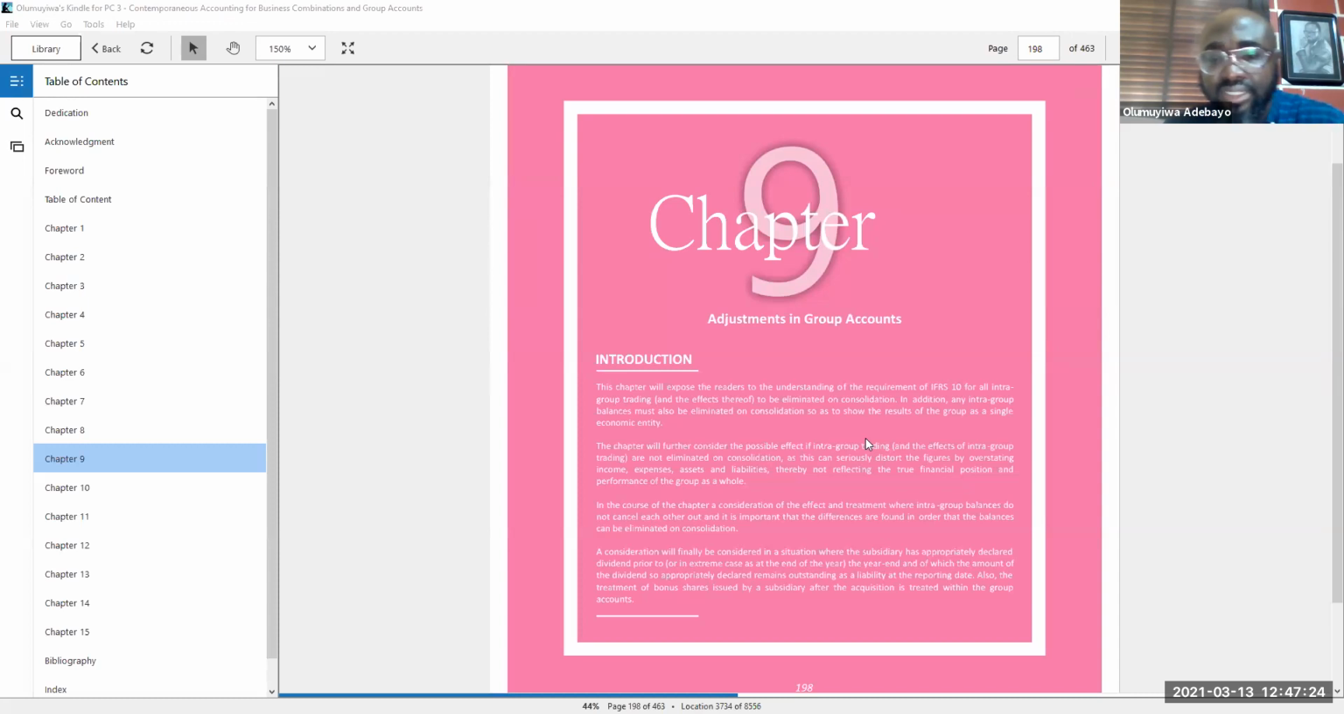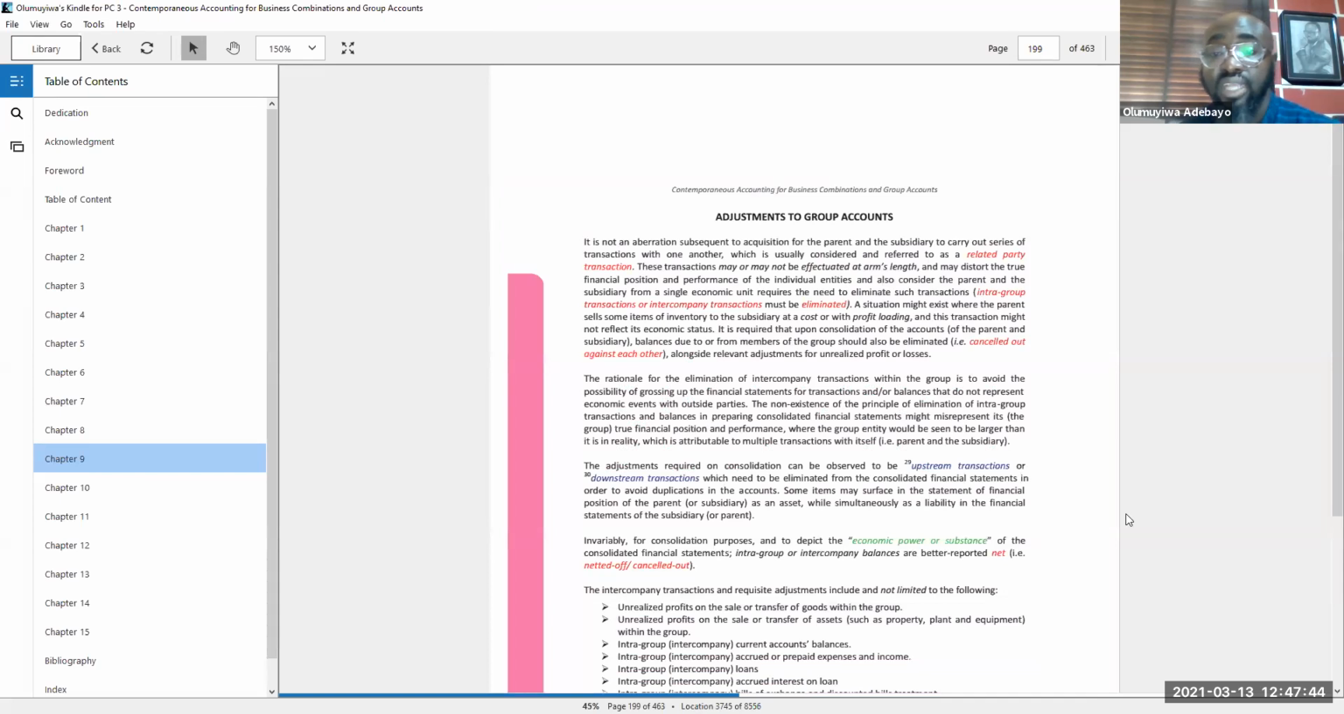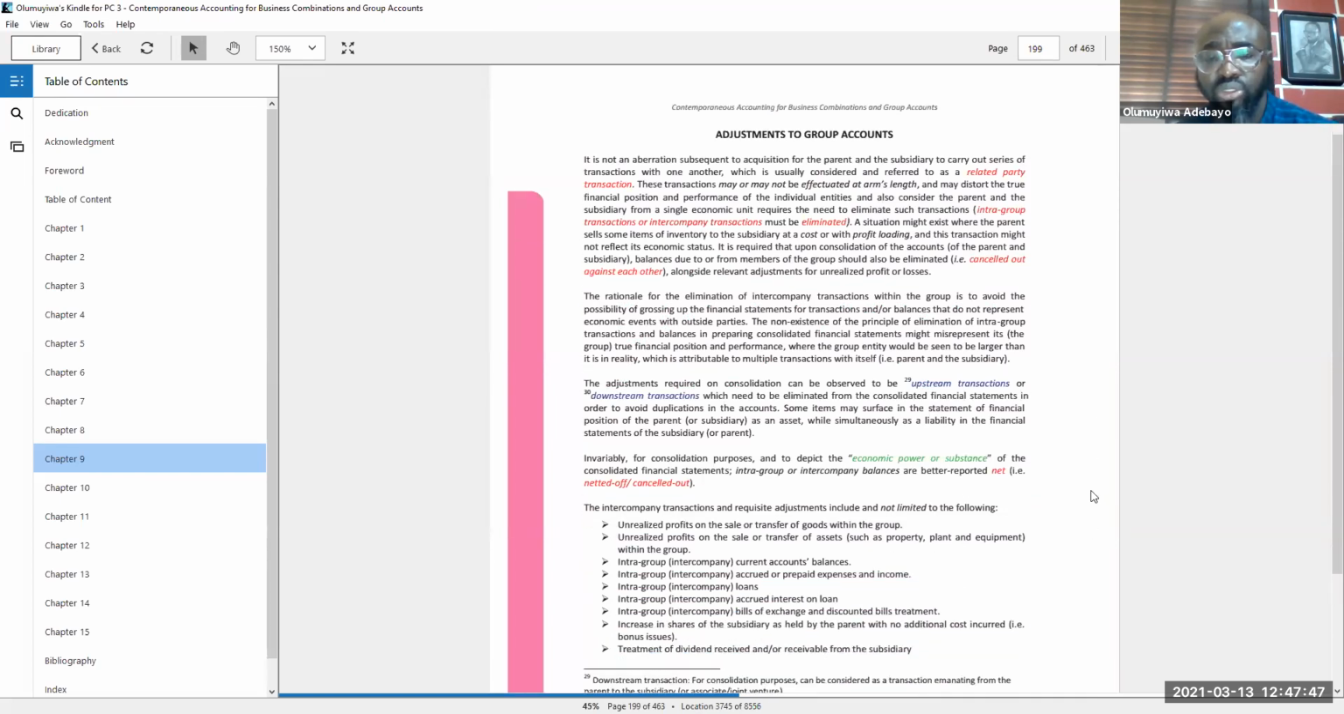Now, as a result of that, there are transactions that will be tantamount to double counting in the whole process of consolidation if such transactions are not identified and eliminated. And all we'll discuss at this level is to identify those transactions and what we need to do as regards those transactions. Now, common transactions that occur between the parent and the subsidiaries include sale of goods.